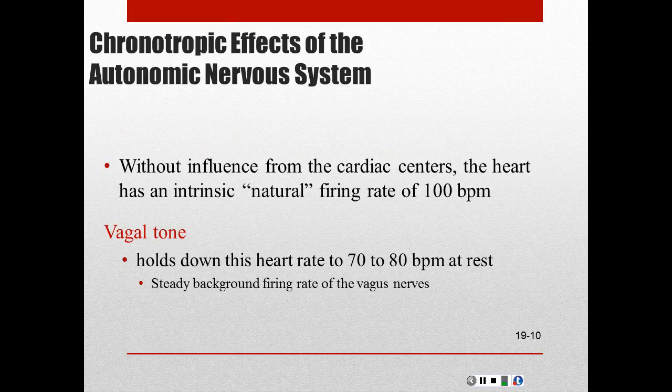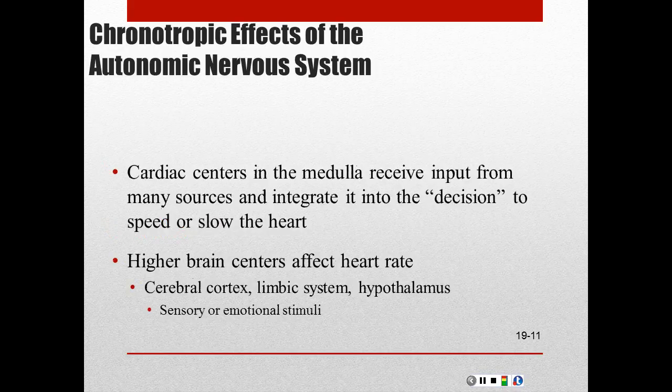Now, if all sympathetic and parasympathetic stimulation of the heart is blocked, or if the cardiac nerves are severed, the heart beats about 100 beats per minute. That's the intrinsic rate of the SA node. With intact innervation, the resting heart rate is held down to about 70 to 80 beats by vagal tone, the background firing rate of the vagus nerves. More extreme vagal stimulation can reduce the heart rate to as low as 20 beats per minute, or even stop it, though just briefly.